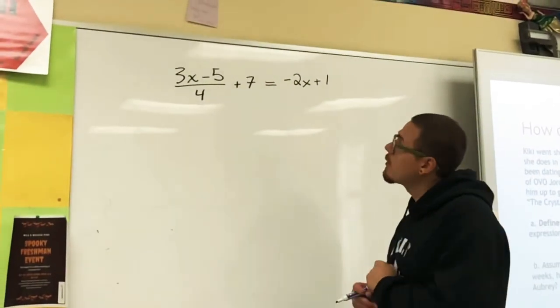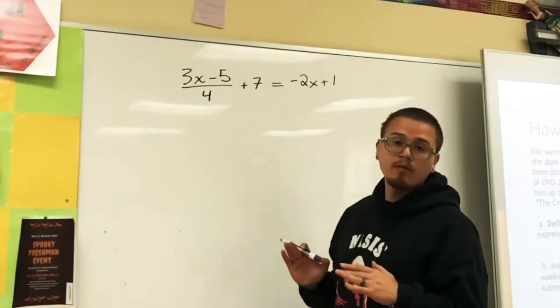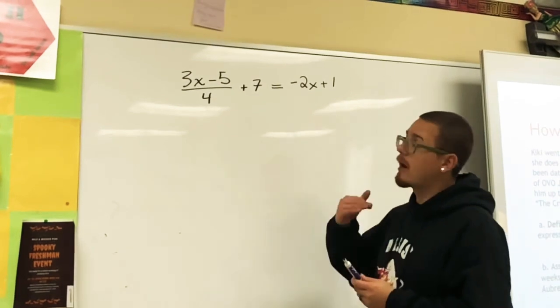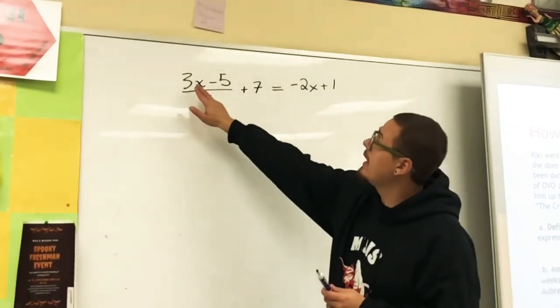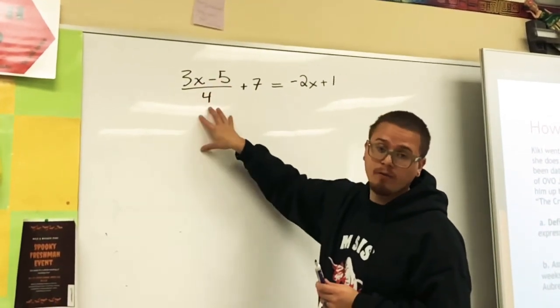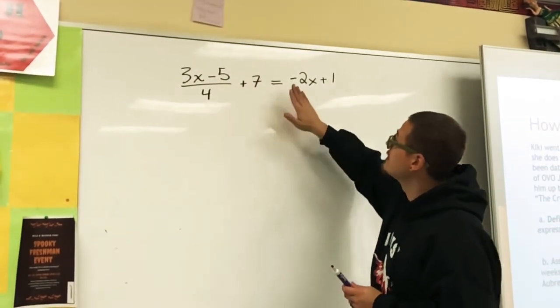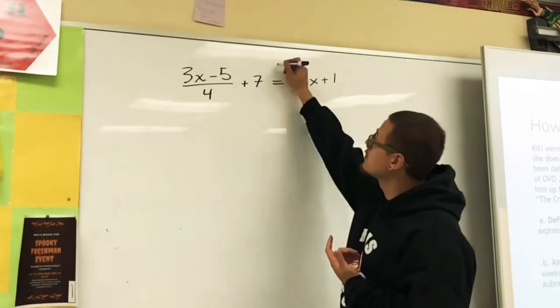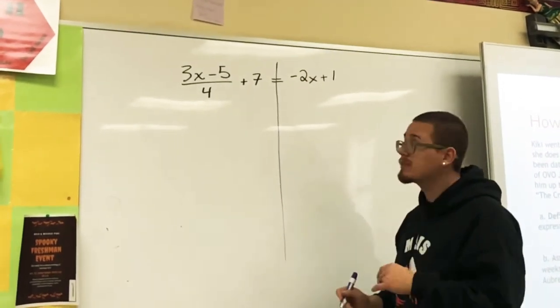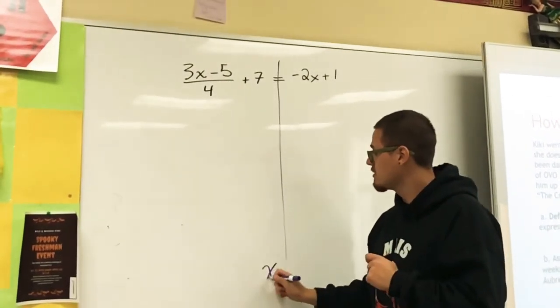Okay, guys, so this equation is another one that we're struggling with. This has a lot going on, so I want to read it out loud. So this is 3x minus 5 all divided by 4. But then we're adding 7 to all of that equals -2x plus 1. So again, I'm going to start with the train track. I'm going to bring my variable down because I'm not done until I have x equals a number.